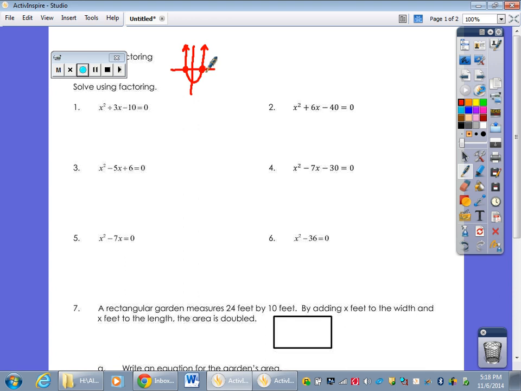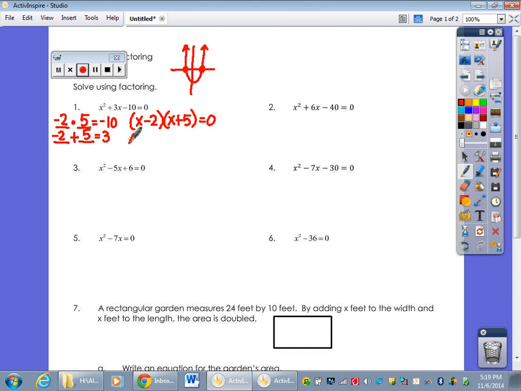So on Friday we learned how to factor, and in order to factor this, we're looking for two factors that multiply to give us negative 10 and add up to a positive 3, which would be a negative 2 and a positive 5. That gives you negative 10, and then negative 2 plus 5 gives us a positive 3. So our two factors are going to be x minus 2 times x plus 5 equals 0.